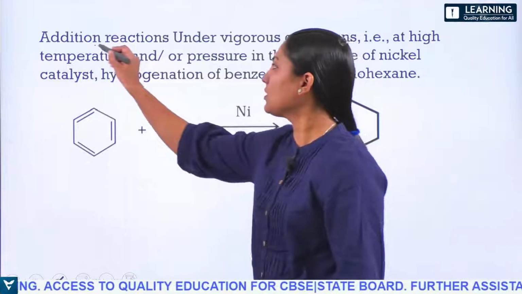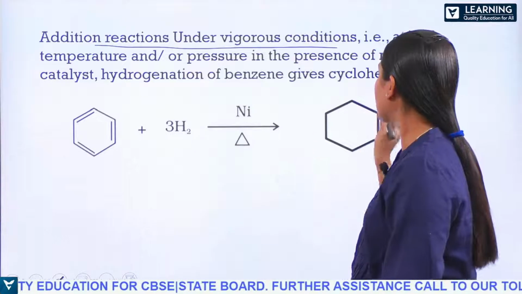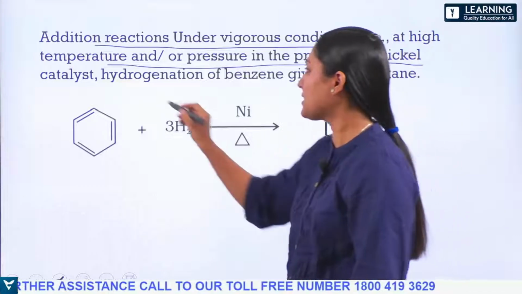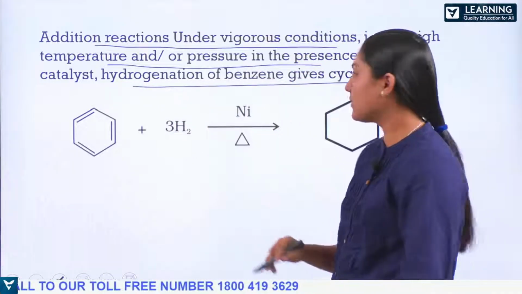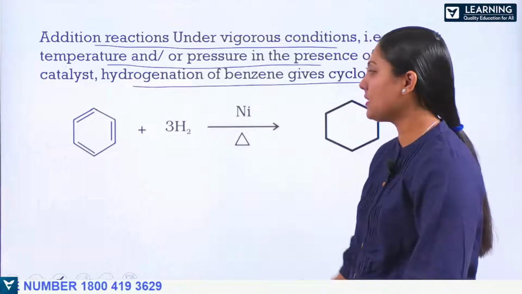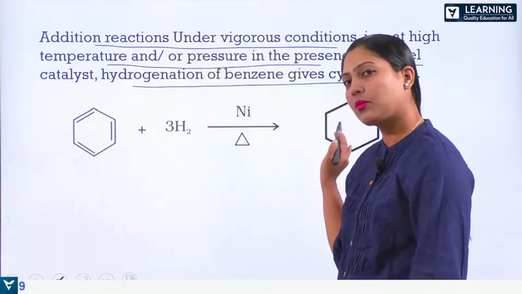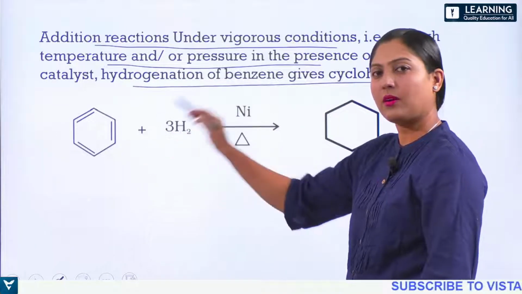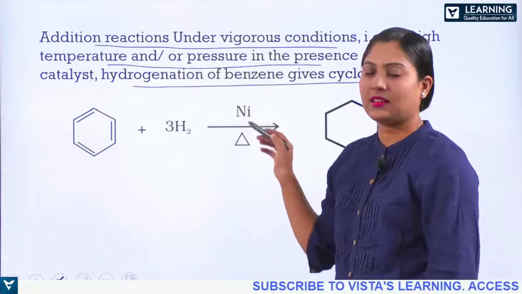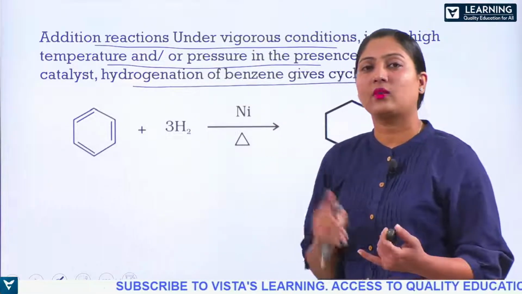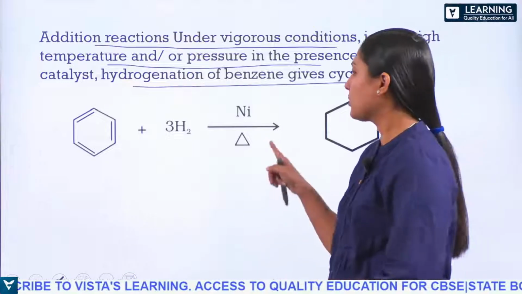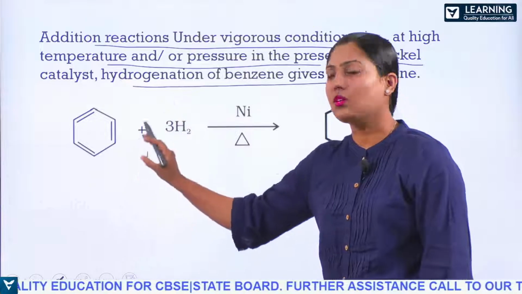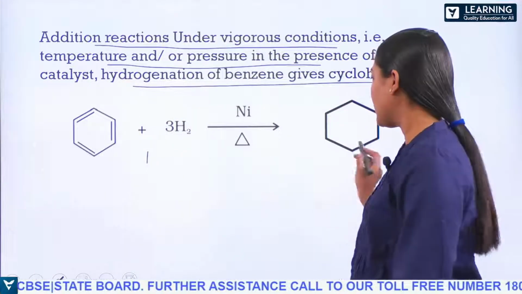Next we have the addition reaction under vigorous conditions, that is at higher temperature and pressure, in the presence of nickel as a catalyst, and hydrogenation of benzene gives you cyclohexane. So by addition of hydrogen, we can get cyclohexane from benzene. What is the catalyst used? Nickel. As we know, for reduction we use nickel, palladium and platinum. So here, at very high temperature and pressure, we use nickel as a catalyst to reduce benzene to cyclohexane.